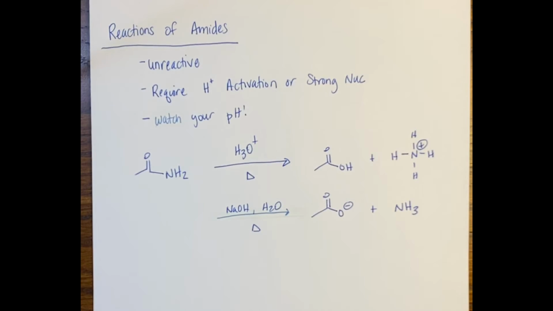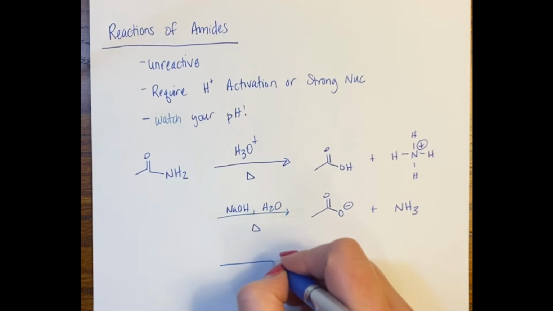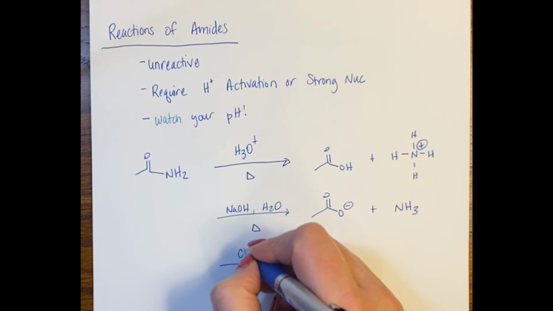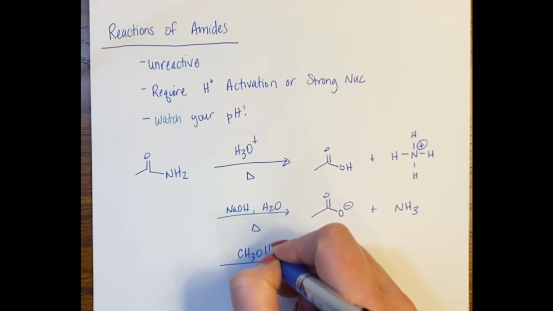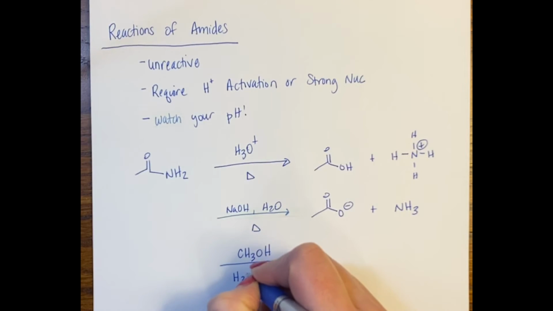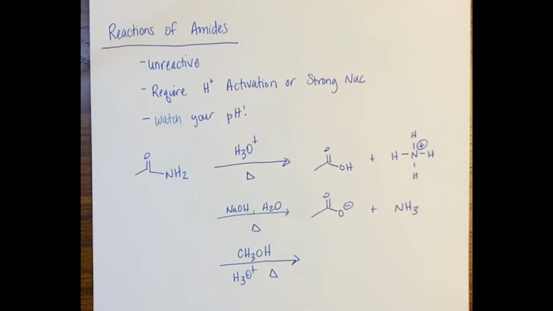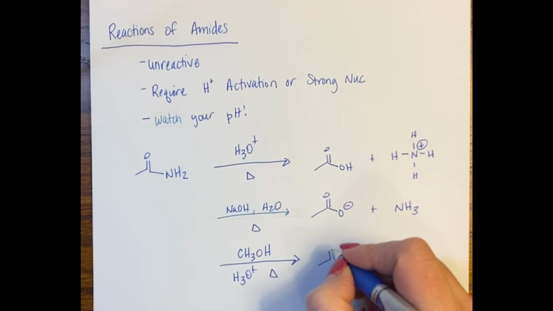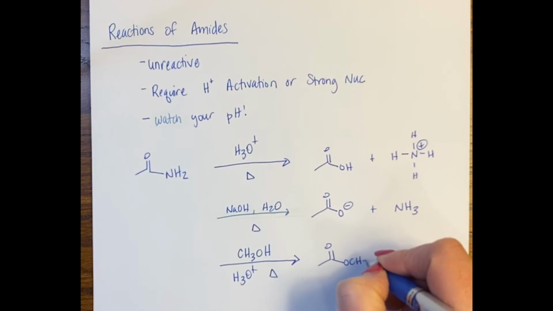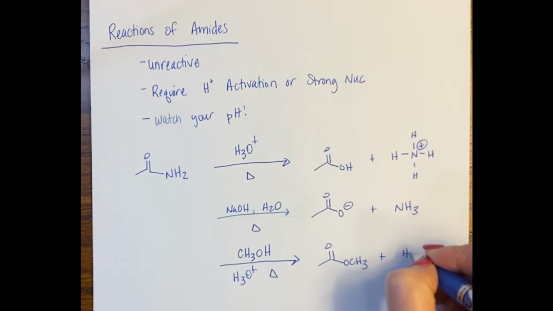The third reaction that I could do with amides is the reaction with an alcohol, acid, and heat, and that's going to give me an ester and an ammonium ion.